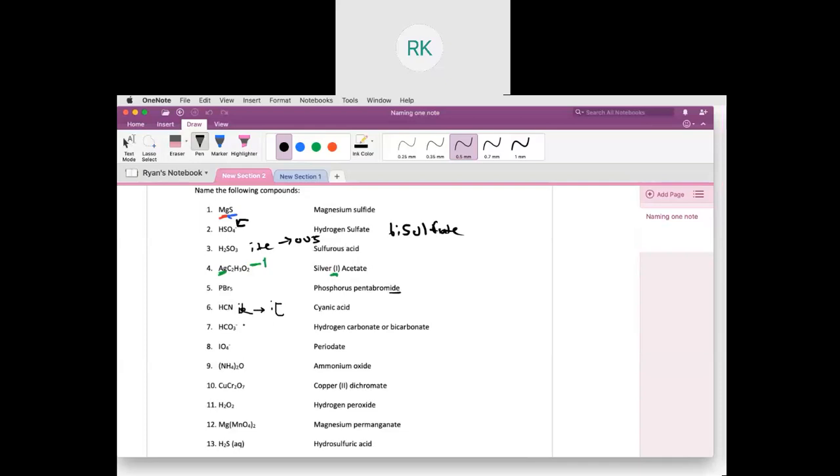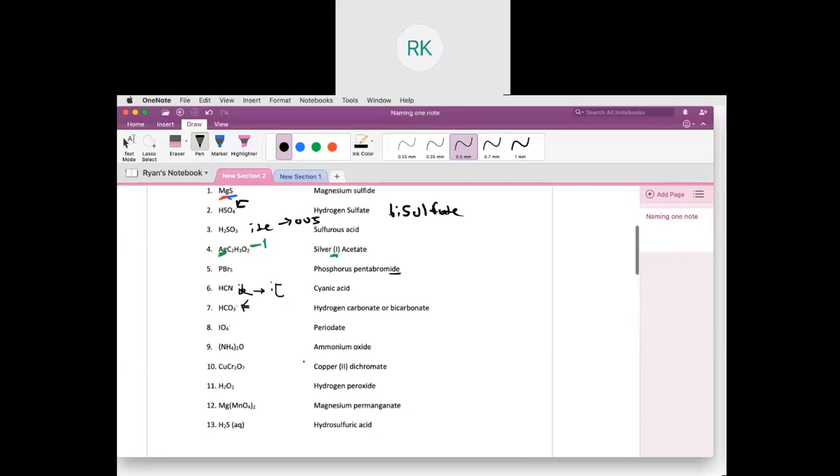HCO3 minus. Again, this minus sign is indicating that this is not an acid. Okay? And it is a different compound. And so this one you can name one of 2 ways. You can name it hydrogen carbonate, okay, or bicarbonate. And you'll notice this is very similar to our hydrogen sulfate, bisulfate circumstance. So whichever one you're more comfortable with.